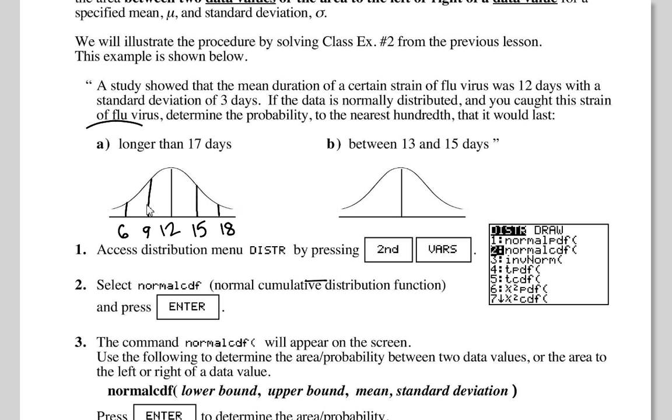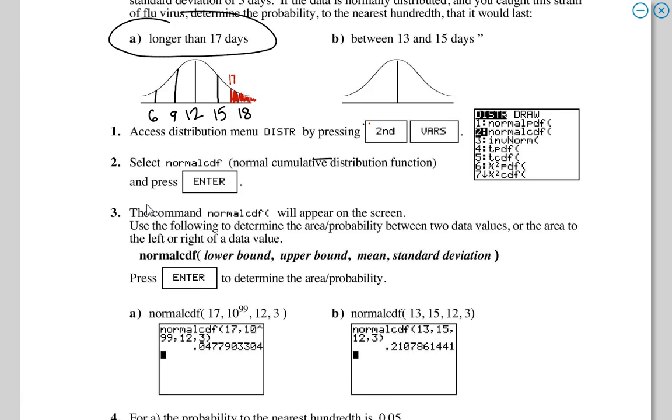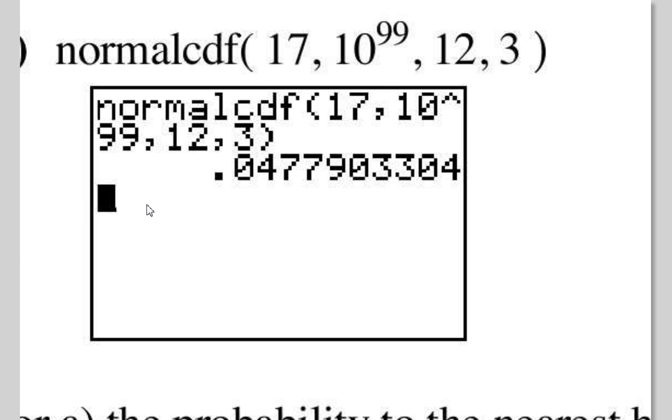So what's the probability that this is going to last longer than 17 days? Find 17, it's somewhere here, right? So that would be 17, and then you can shade to the right. Why do we shade to the right? Because it's longer. Good. So how would you put this one in the calculator? Look at the bottom of the page. So you're going to hit the normal CDF. Do this with me. Second function, vars.